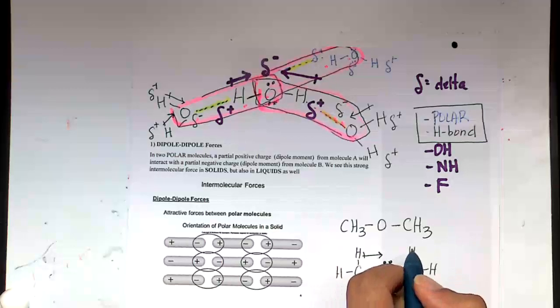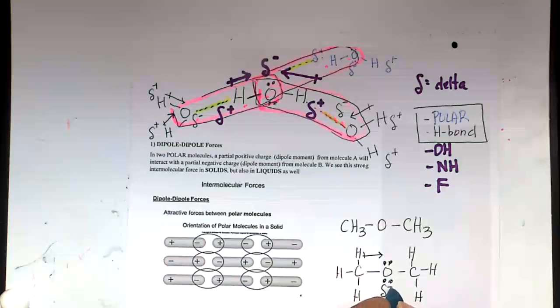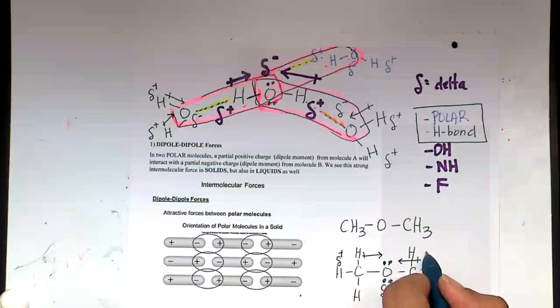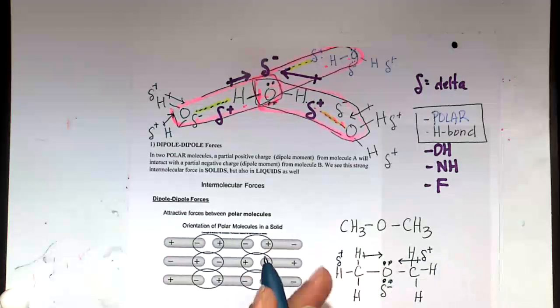This oxygen is going to pull this side, making it partial negative. This carbon is partial positive. What about the oxygen on the other side? It's going to pull, making it partial negative. This carbon is going to be partial positive. So is it polar or non-polar?